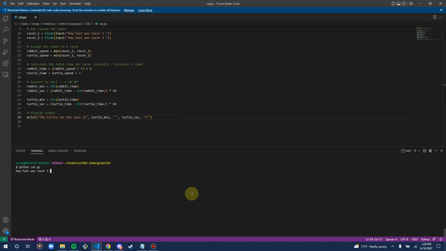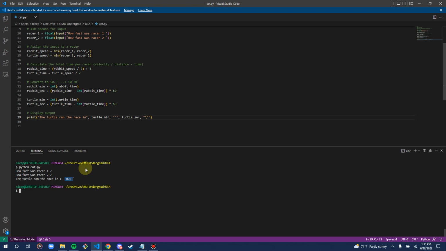Now, we weren't given test cases, but an easy one would be if both of their YPMs were 7, that means the turtle would run 7 yards in exactly 1 minute, and the rabbit would run 7 yards in exactly 7 minutes, because he would technically run the race in 1 minute, but he'll stop 6 times for a stop, which, 6 plus 1 is 7. So if we make both the racers 7 YPM, the turtle ran the race in 1 minute and 0.0 seconds.